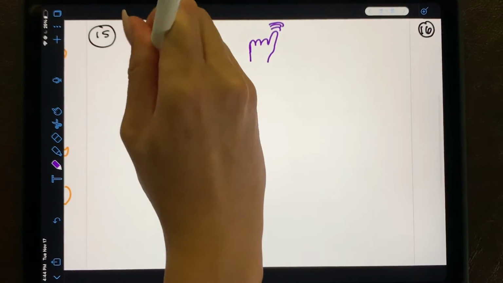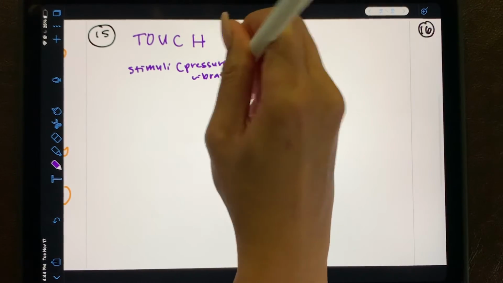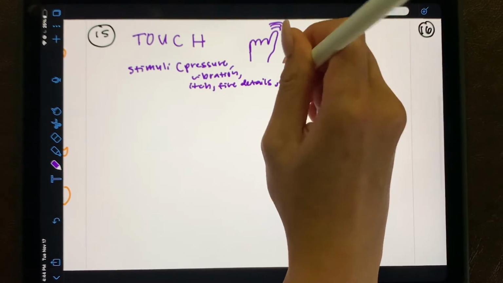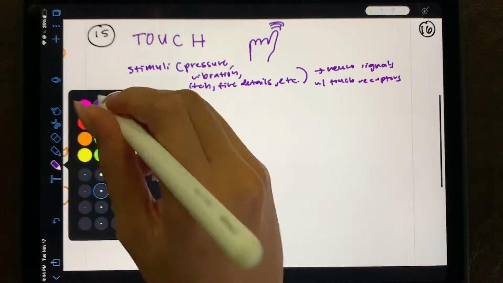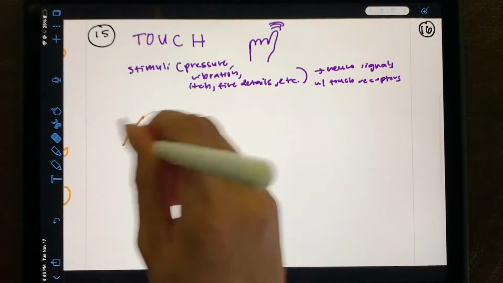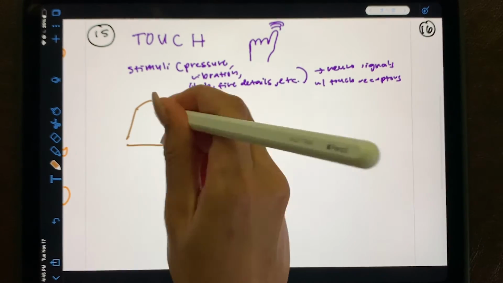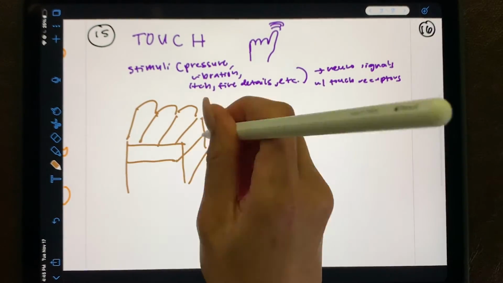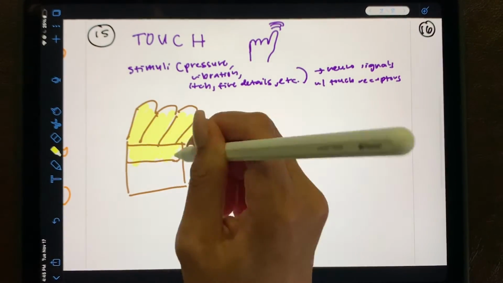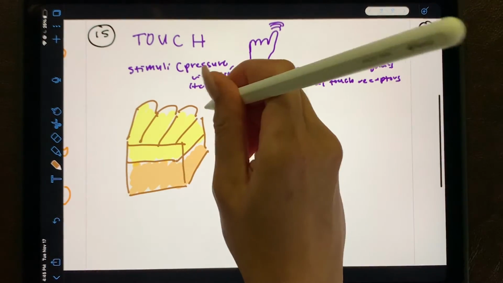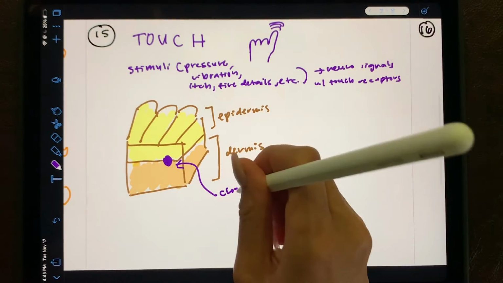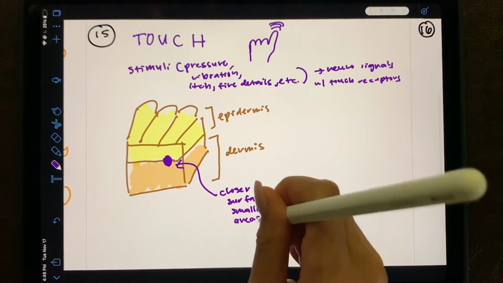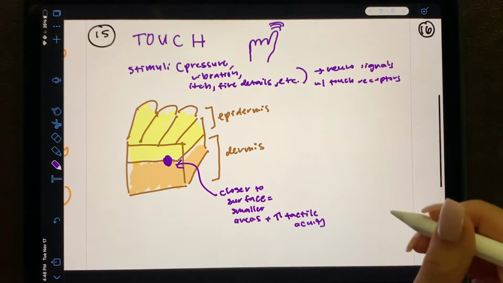Lastly, we have touch. Touch converts stimuli of a variety of things, such as pressure, vibration, itch, finer details, etc., into neural signals through the help of touch receptors. These touch receptors are similar to the gustatory and olfactory systems because different receptors are activated depending on different types of stimuli detected. These touch receptors, due to their location in the skin, are responsible for different stimuli. For example, if the receptors are closer to the surface of the skin, they are responsible for smaller areas and have more tactile acuity, therefore detecting finer details and edges.